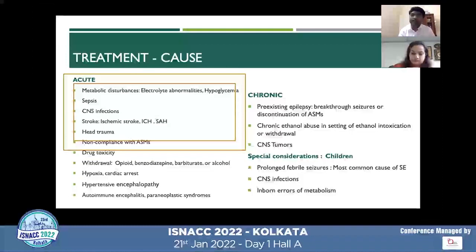Specifically in children, we should know that prolonged febrile seizures are the most common cause of status epilepticus, and CNS infections and inborn errors of metabolism should be kept in mind.